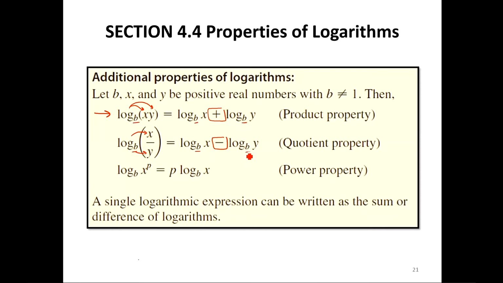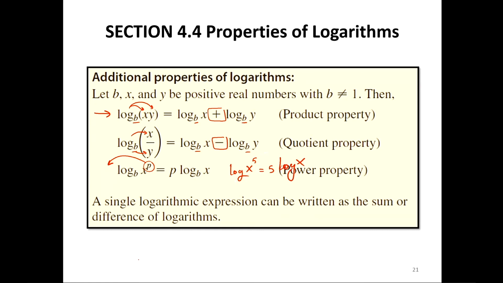Each logarithm has the same base, b. Now, if we have an exponent, for example x to the power p, we can put the p outside the logarithm. This was already studied. For example, log of x to the power 5 equals 5 log x. Put the 5 outside the logarithm.